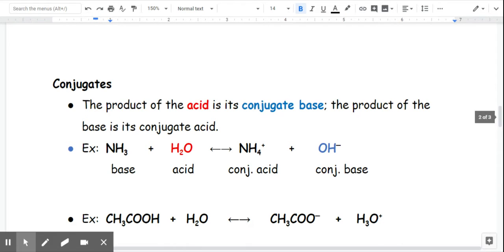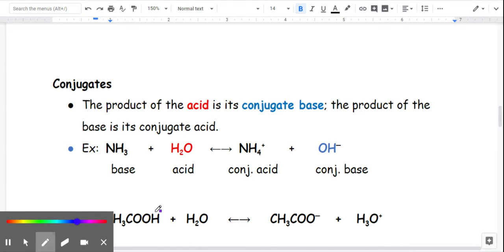Hopefully it made sense. But you have conjugate pairs, and conjugate pairs, just by definition, are basically the same molecule, just one of the pair is missing a hydrogen, the other has gained the hydrogen. So let's see if we can identify some conjugate pairs. I'm going to switch to this right here.